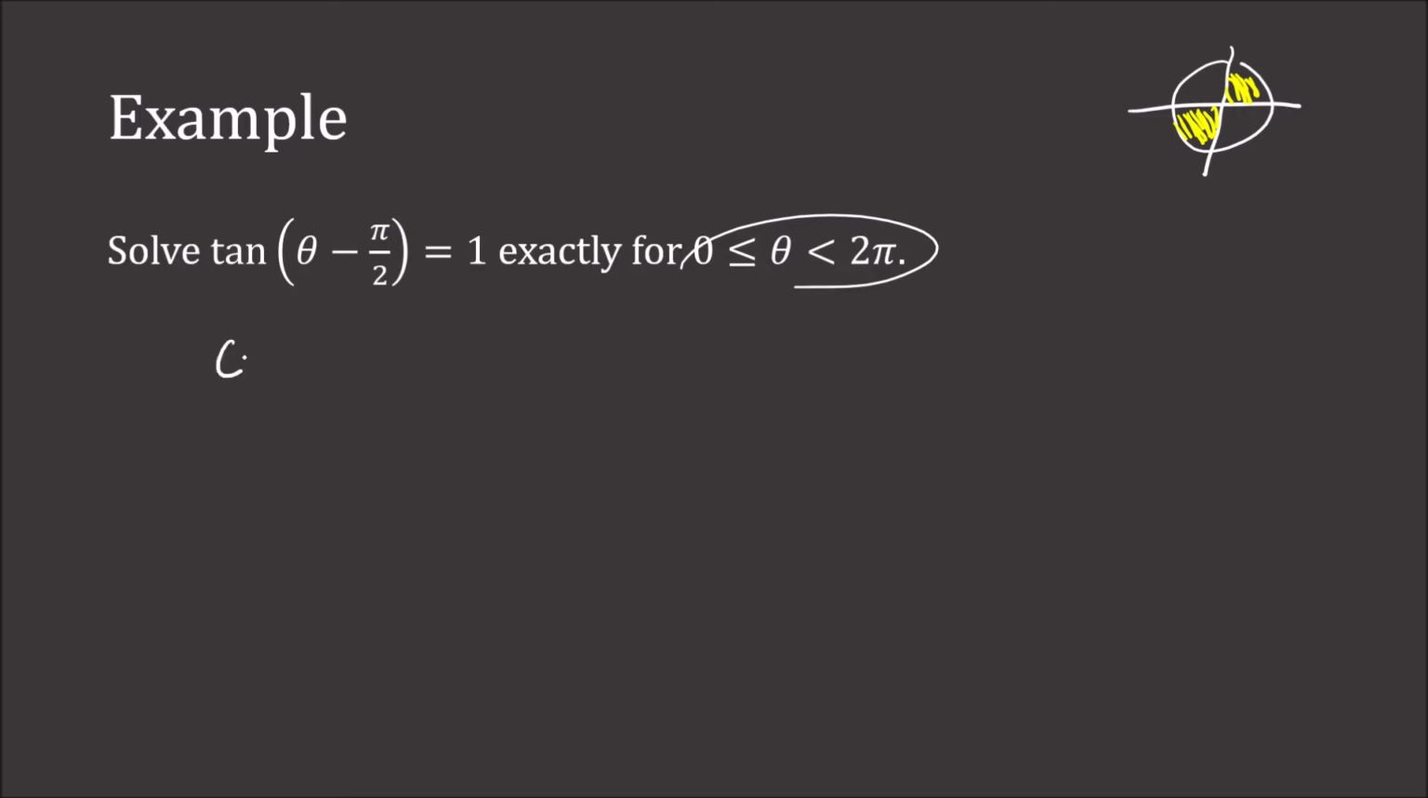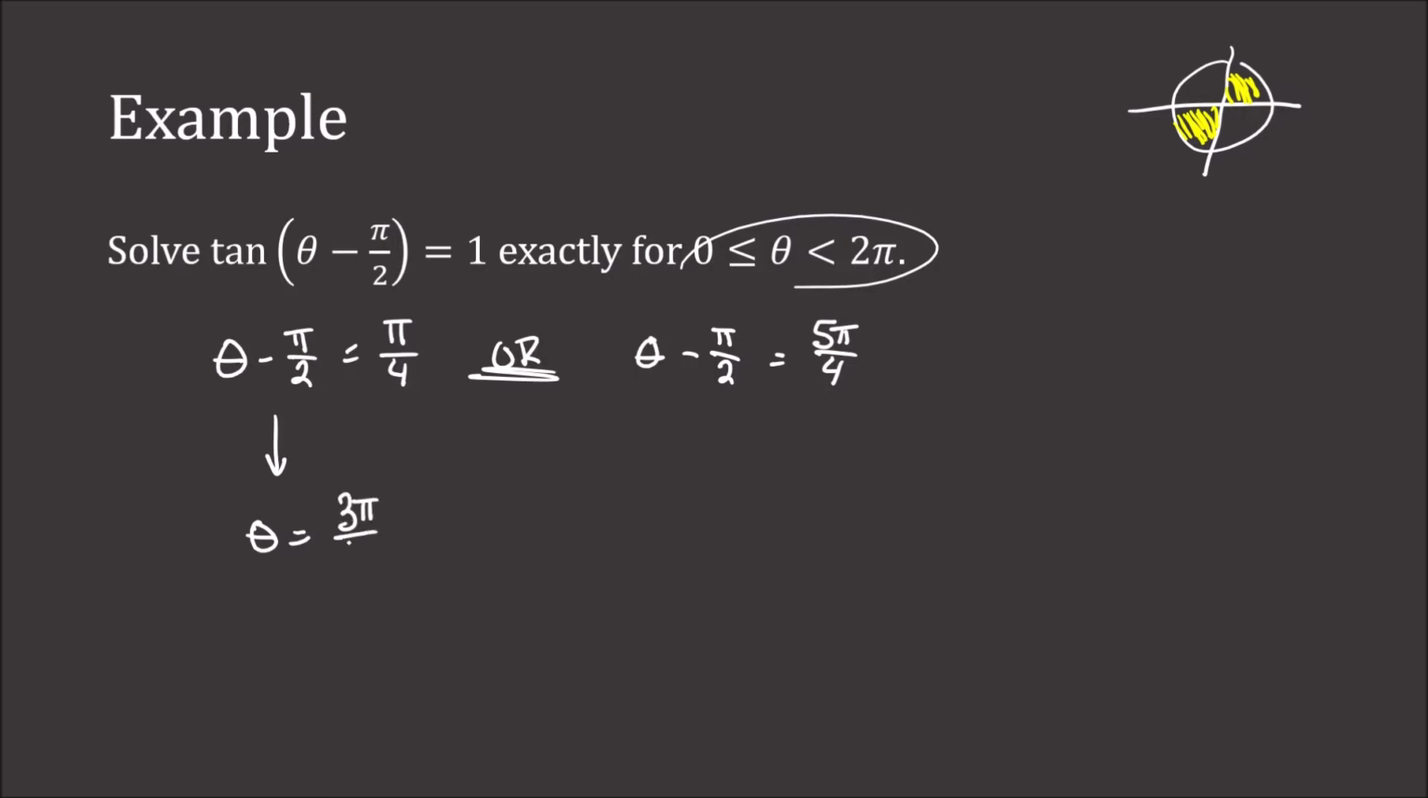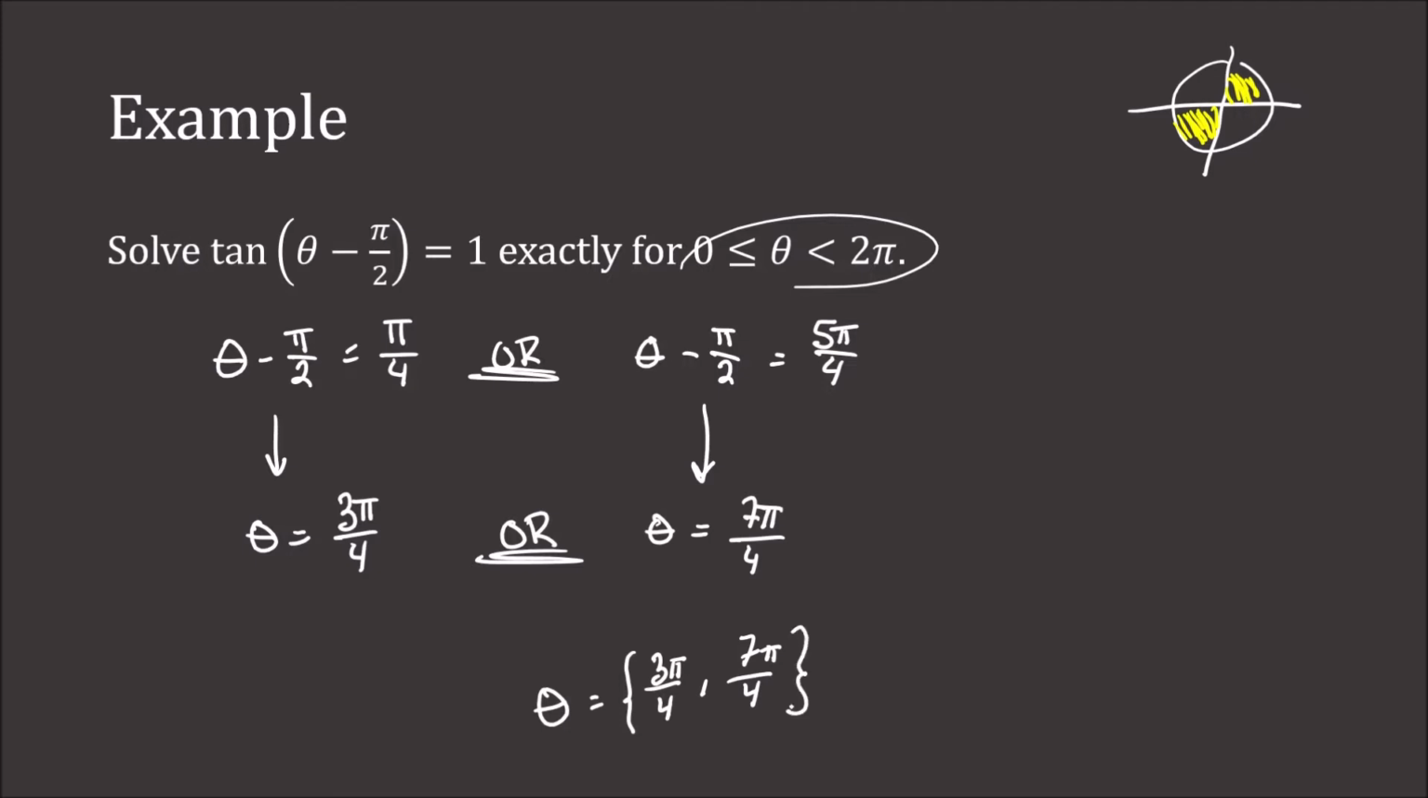So theta minus pi over 2 is pi over 4, or theta minus pi over 2 is 5 pi over 4. Solving the first one, we get theta is pi over 4 plus pi over 2. That is 3 pi over 4. Or theta is 5 pi over 4 plus pi over 2, and that is 7 pi over 4. And so we have the solution set, 3 pi over 4 or 7 pi over 4.